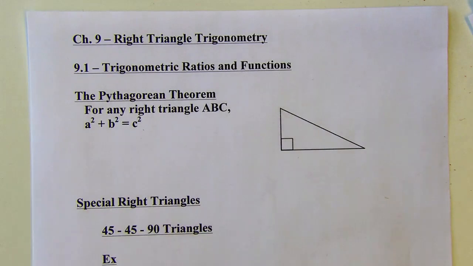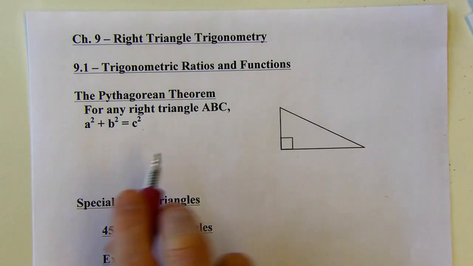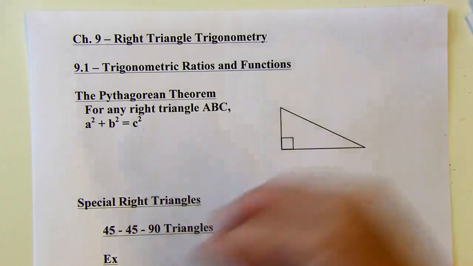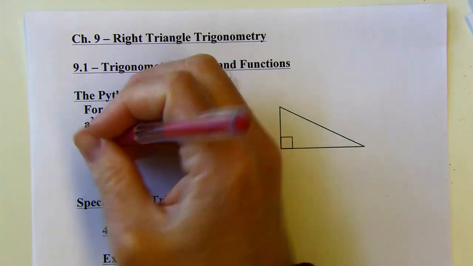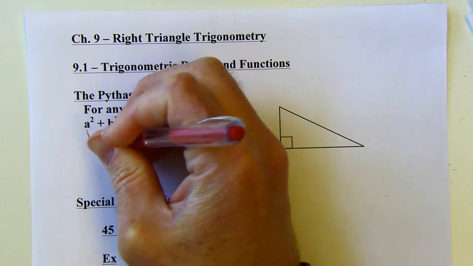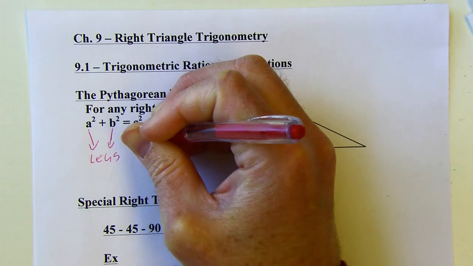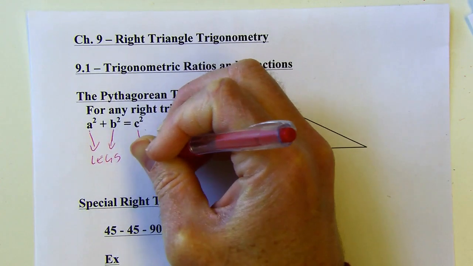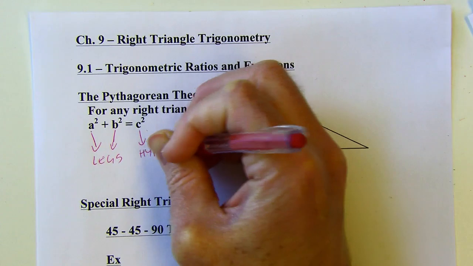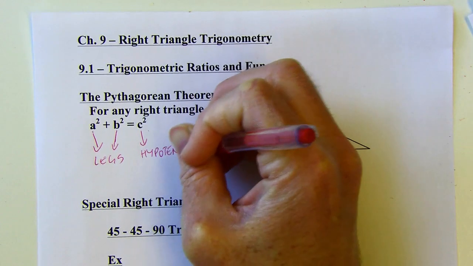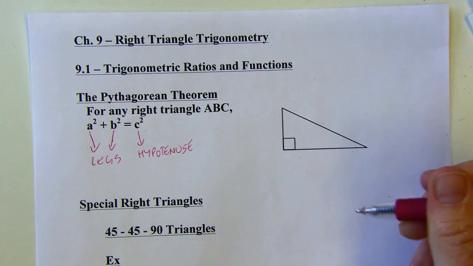Okay, starting off with the Pythagorean theorem, which hopefully is familiar. For any right triangle ABC, a squared plus b squared equals c squared. A and b are going to be the legs of the triangle, and c has to be the hypotenuse. So the hypotenuse is going to be the longest side. It's also across from the right angle.